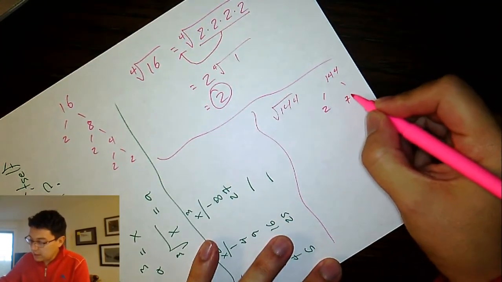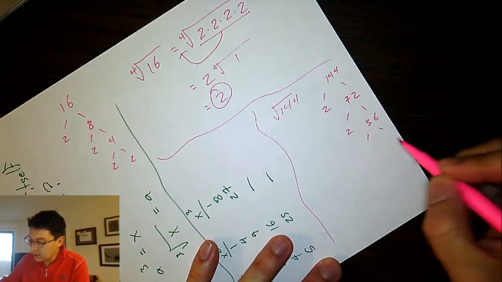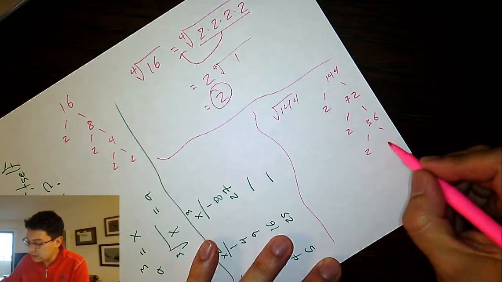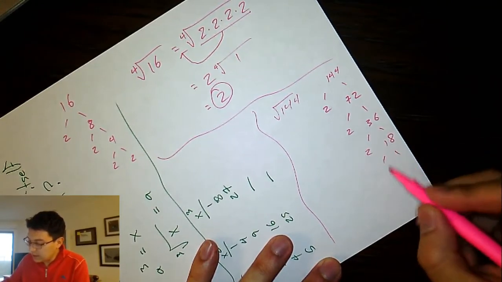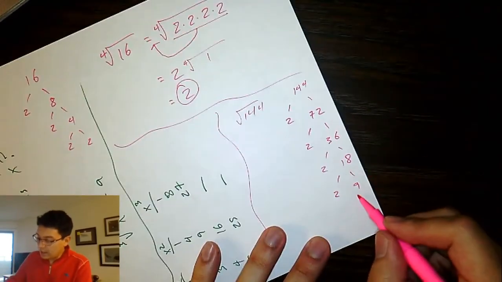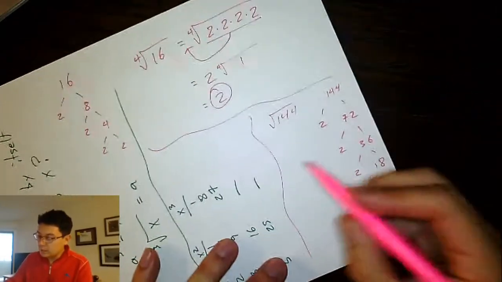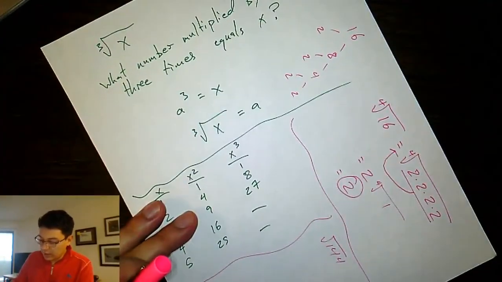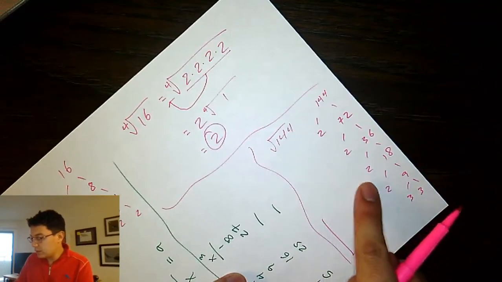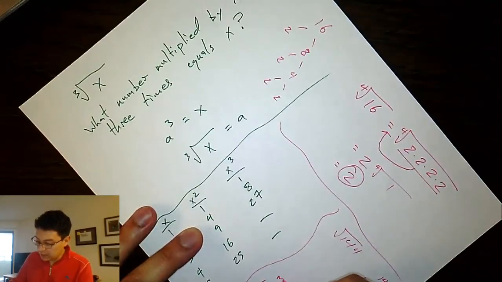All right. 72 I can break in half. That's going to be 36. 36 I can break in half. That'll be 2 and 18. I can break 18 in half. That'll give me 2 and 9. Okay, and 9 I can break into 3 and 3. So 144 is really the same thing as the square root of 1, 2, 3, 4 2's. So I have 2 times 2 times 2 times 2, and then a 3 and a 3 here. So I'm going to multiply by 3 times 3.